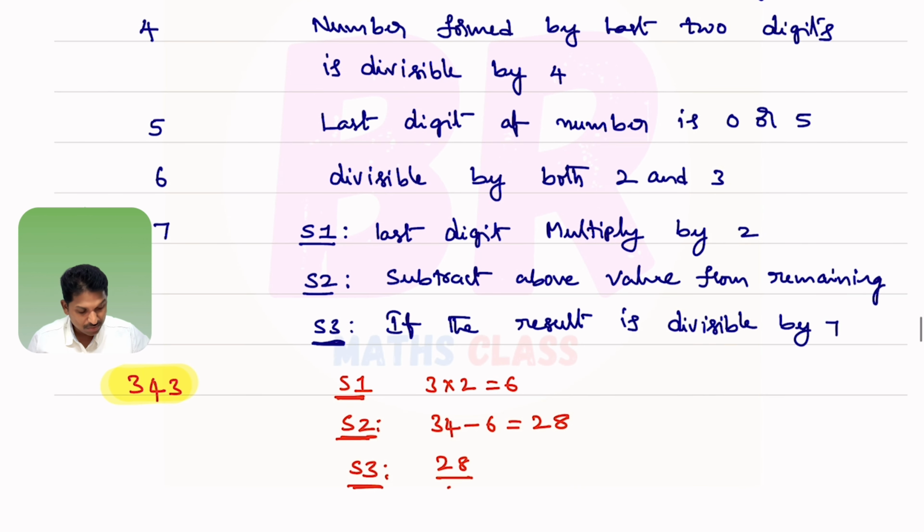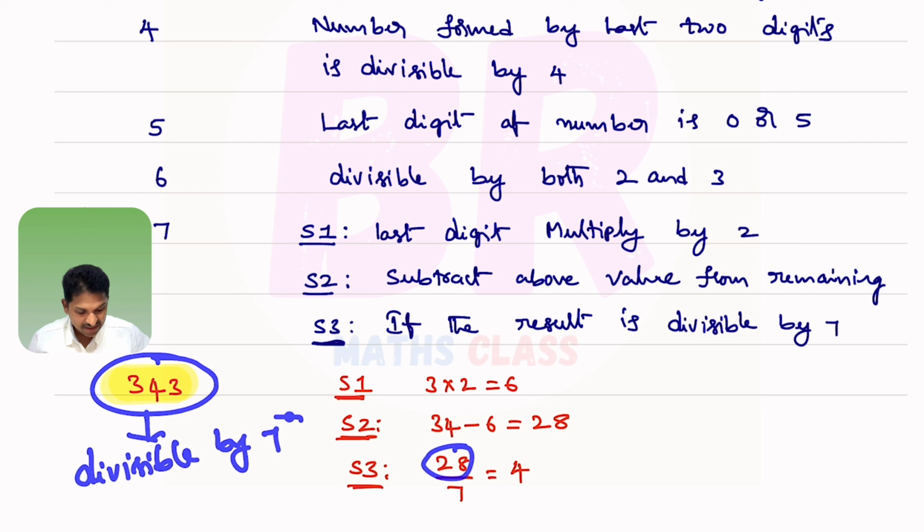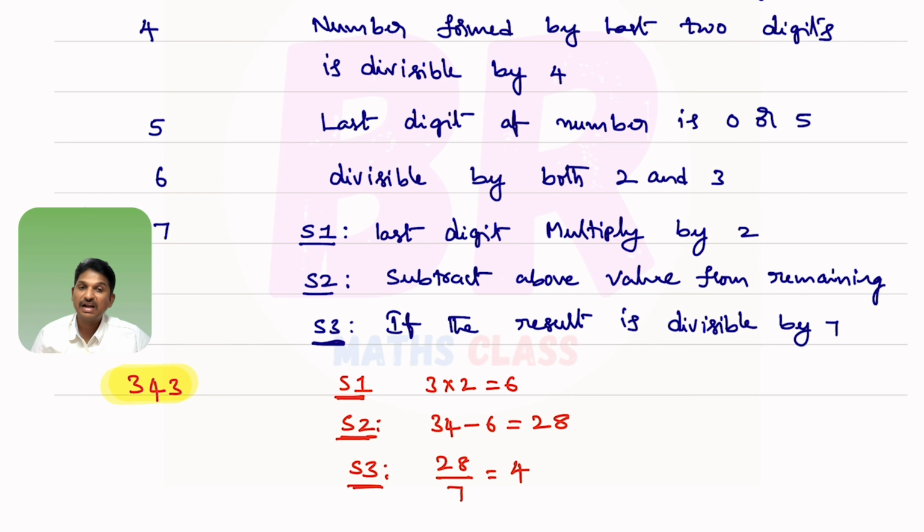28 is divisible by 7. 28 divided by 7, 7 fours are 28. Yes, 28 is divisible by 7. So this number, 343, is divisible by 7. Like this, you can check for other values. This is a bit tricky. As the number gets bigger, it may be difficult, but we have this result. To check whether a number is divisible by 7, we follow these 3 steps.